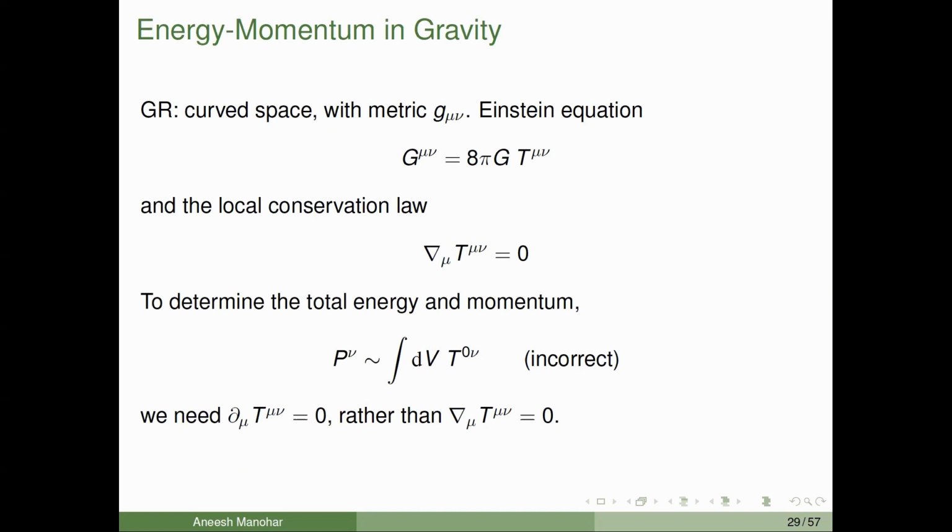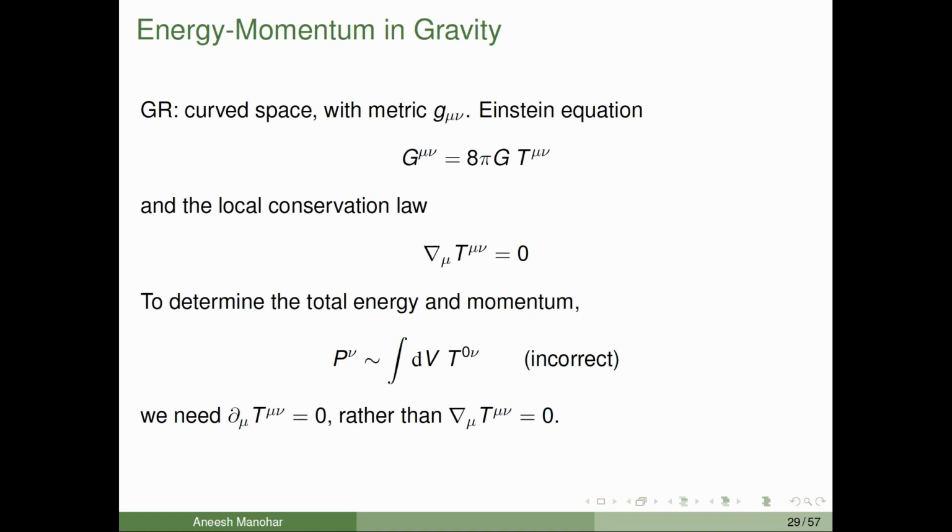So now I can switch to gravity. And I want to do the analog of the electromagnetic stress tensor or the electromagnetic angular momentum for gravity. These are the basic equations of GR for gravity. And one of the consequences, which I briefly mentioned, is that you're working in a curved space and the stress tensor is covariantly conserved.